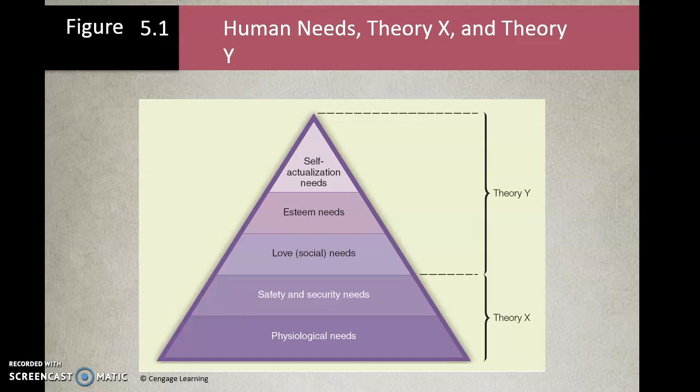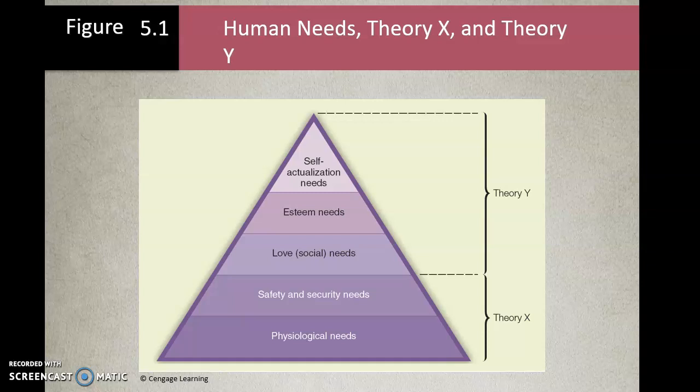You can see that this compares human needs to Theory X and Theory Y, and we'll talk about that also. And Theory X is really the last two portions of this. We're kind of laying one theory on top of another.